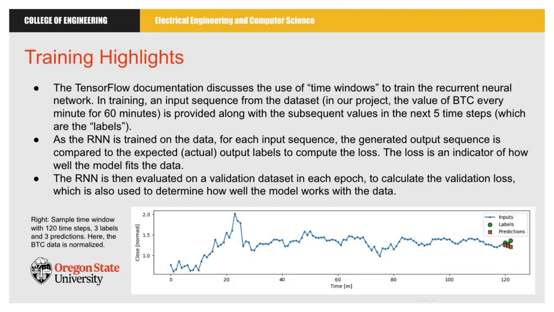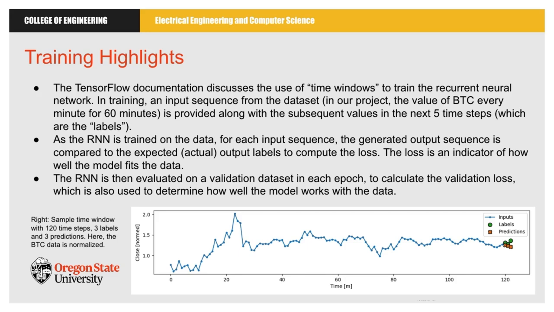To train the recurrent neural networks, the TensorFlow documentation recommends the use of time windows. We provided the RNN with an input sequence from the dataset, which in our case was the value of Bitcoin every minute for the past 60 minutes. We also included the subsequent values for the next 5 time steps as labels. The loss, which tells you how accurate your network is, is computed during training by comparing the outputs the model predicts against the expected output labels.